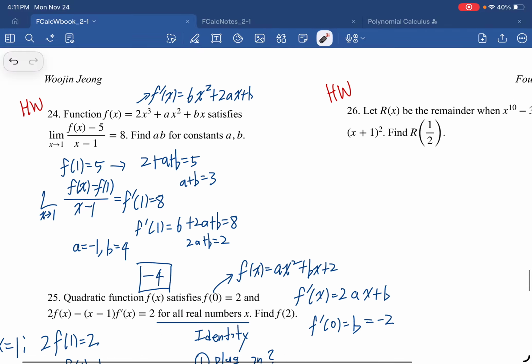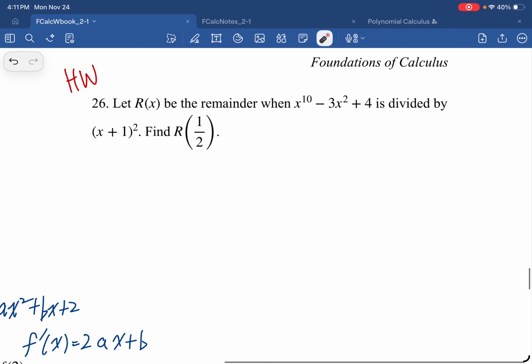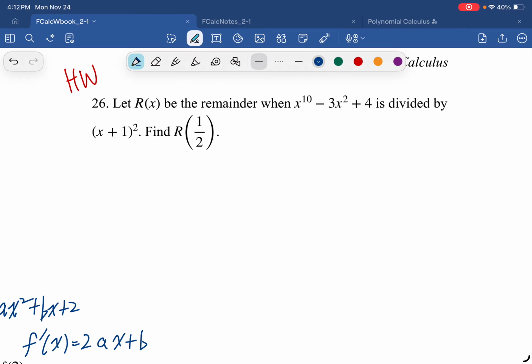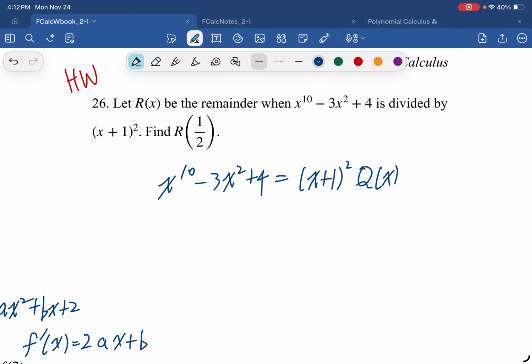All right, so the final one is number 26. Now, those of you who've taken pre-calculus 12 would be more familiar with how to set up the situation for polynomial division, but let's take it step by step, right? So let r of x be the remainder when x to the 10 minus 3x squared plus 4 is divided by x plus 1 squared. The quotient will be some sort of polynomial that we probably won't care much about, so I'm going to write this down as q of x. And then what's important is the remainder, right?